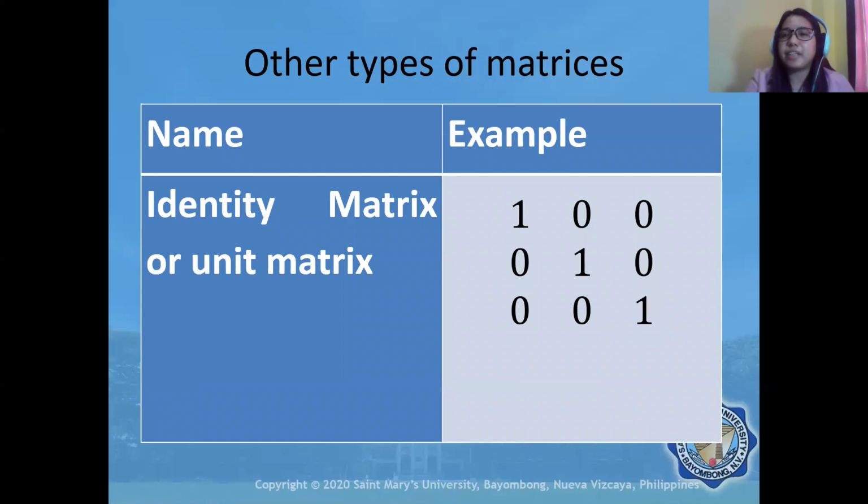So here are other types of matrices. We also have the term identity matrix or unit matrix. This is when the values of the diagonal are equal to 1. So we have here the diagonal, and the diagonal entries are 1 and all other entries are 0.